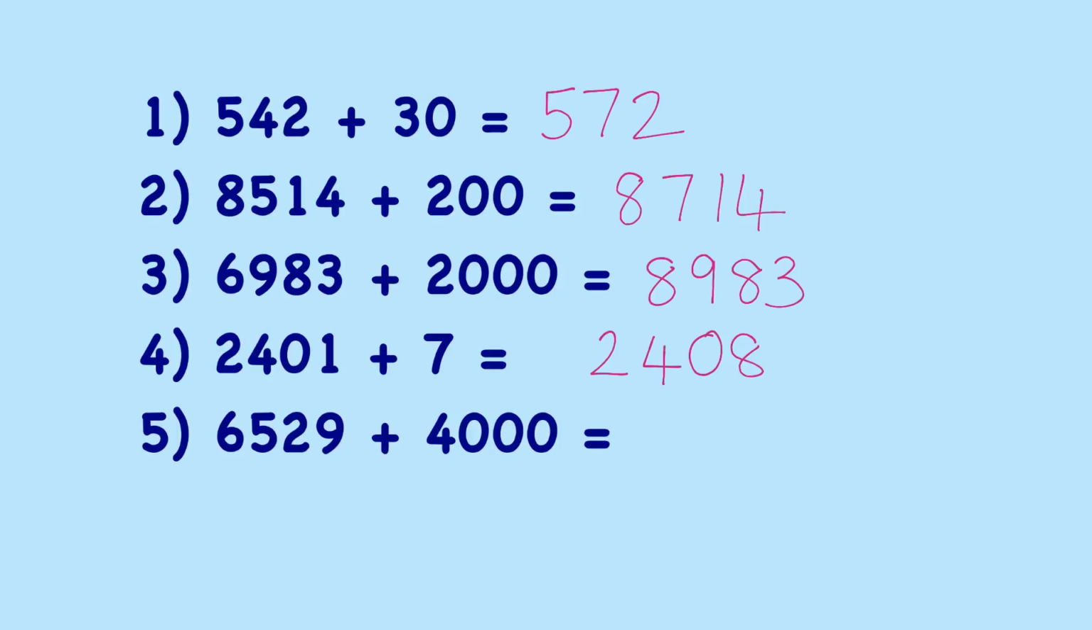We can see with the last question that we've got 6,529 and we're adding 4,000. So it's going to be the thousands digit that changes. So my answer is going to be 10,529. Well done.